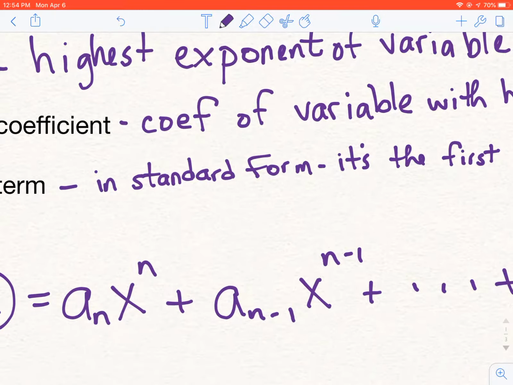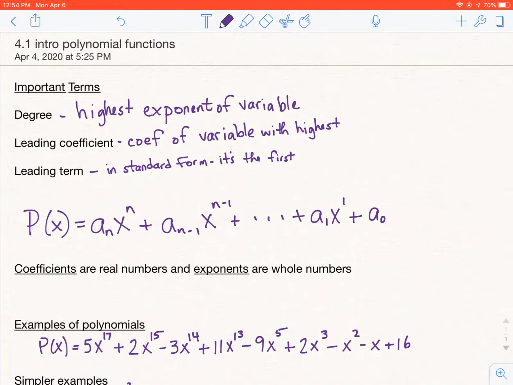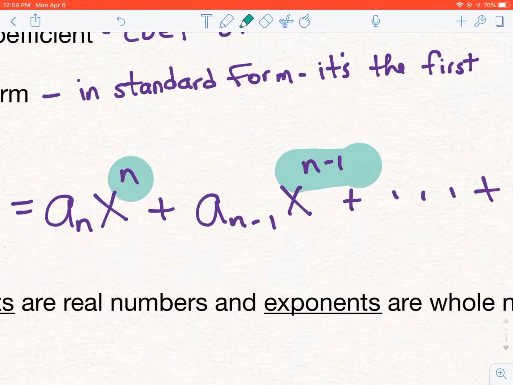All right, so this is how your book talks about a generic polynomial. P of x is equal to a sub n x to the n plus a sub n minus 1 x to the n minus 1, and so on and so forth. So these n, n minus 1, n minus 2, just means the highest degree is first, because n is bigger than all the others. And the a sub n here in the front means the leading coefficient.